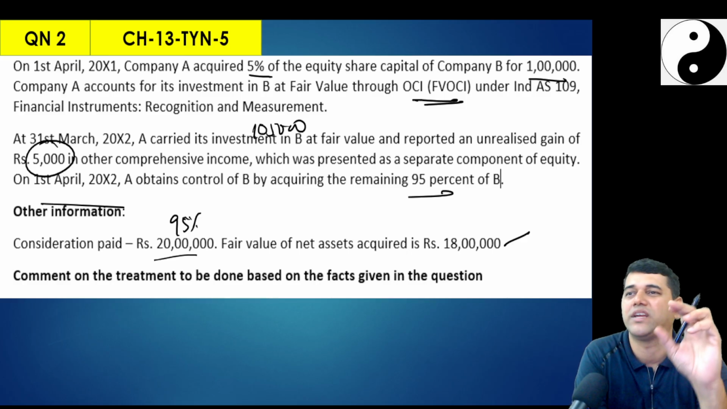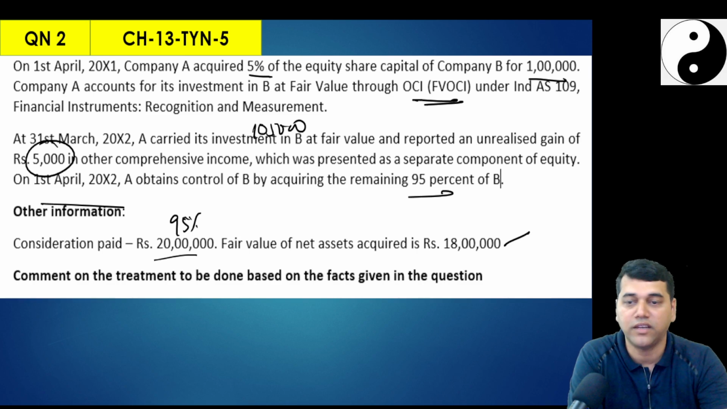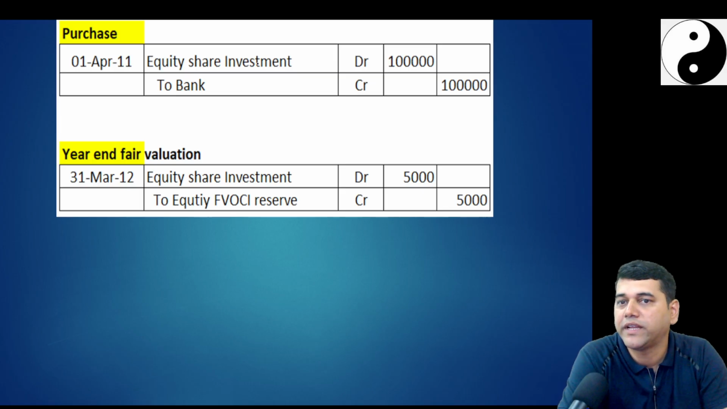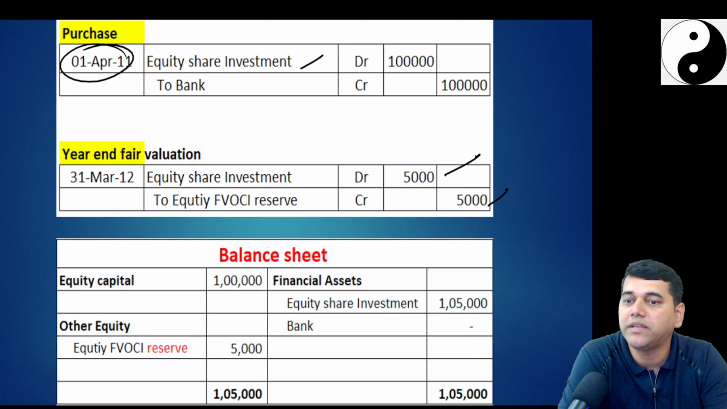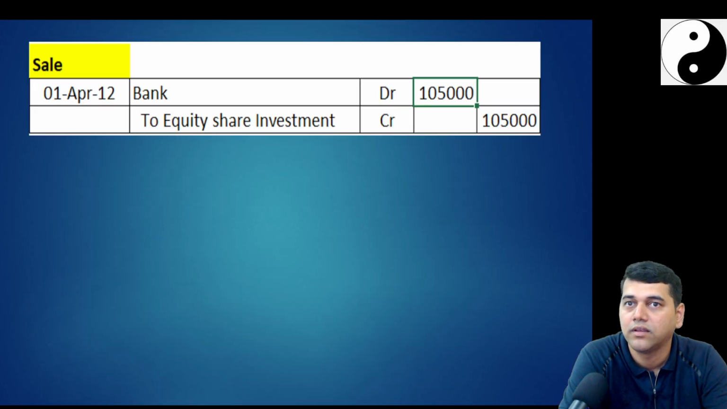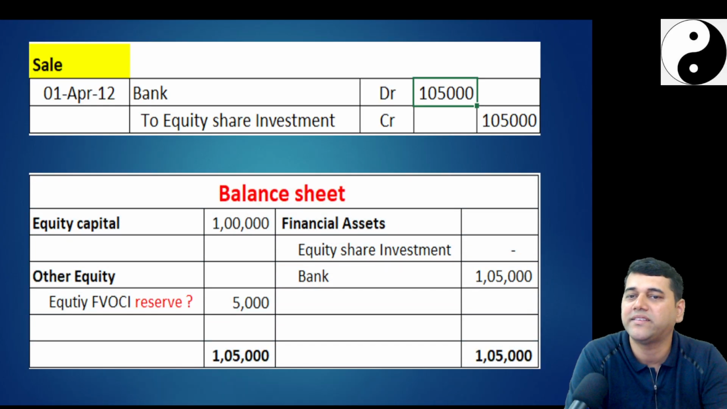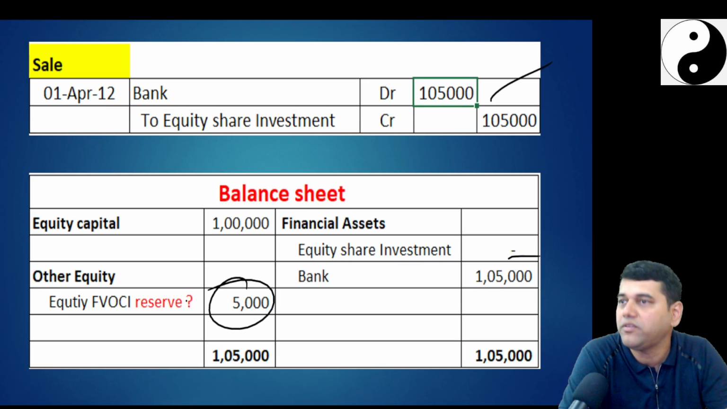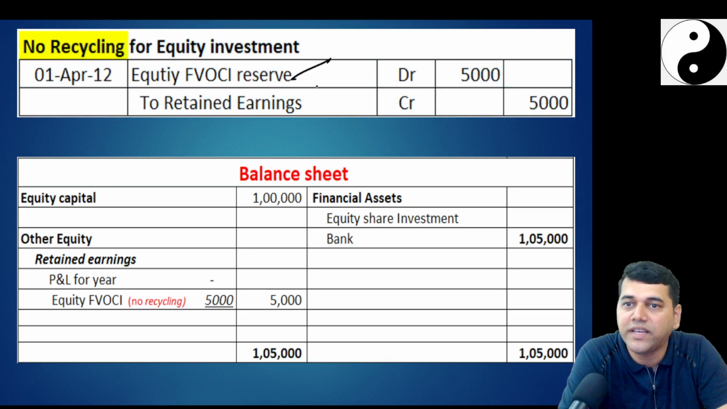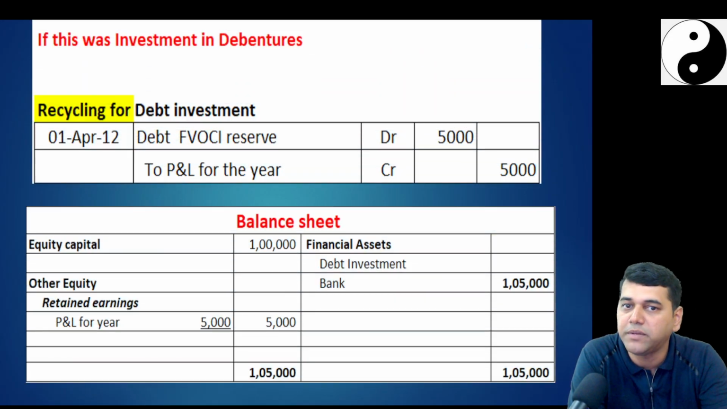Okay, the solution is very small. Okay, it is a theory. For your understanding, see now what happened. You passed one accounting entry, equity investment to bank on 1st April. Then on 31st March, you passed one more entry, equity shares to equity OCI reserve. Now your balance sheet appeared like this. You sold that 1,05,000. That means you de-recognized it. Investment is no more. But your reserve will be there. So this is the concept of OCI reserve to retained earnings. You have to pass one more accounting entry. If this was investment in debenture, it would have been transferred to the P&L account.